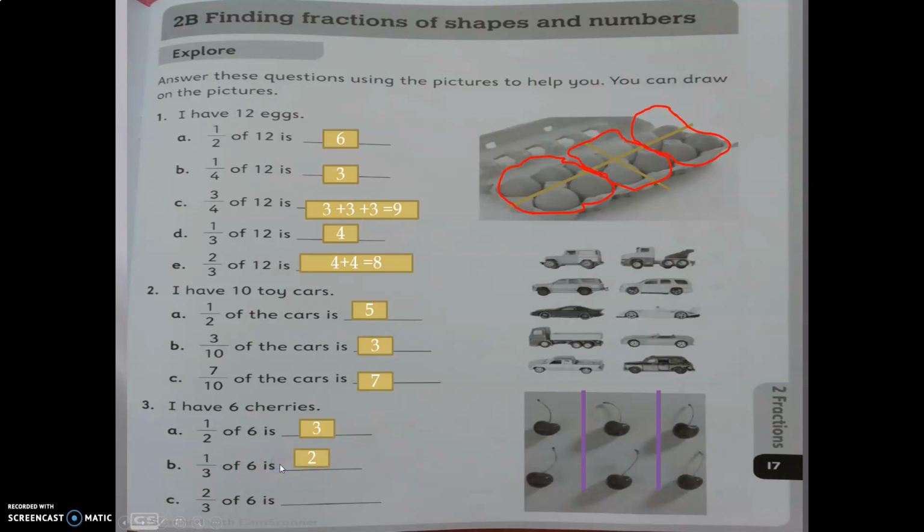2. Yes. Now, if the 1/3 is 2, so 2/3 is how many? Yes, 2 for 1/3 plus 2 for another 1/3 equals total 4. Or 2 out of 3 from the picture. 2 parts out of the 3 equal parts give me how many? 4. So I wish you understand everything related to the fractions of the numbers.